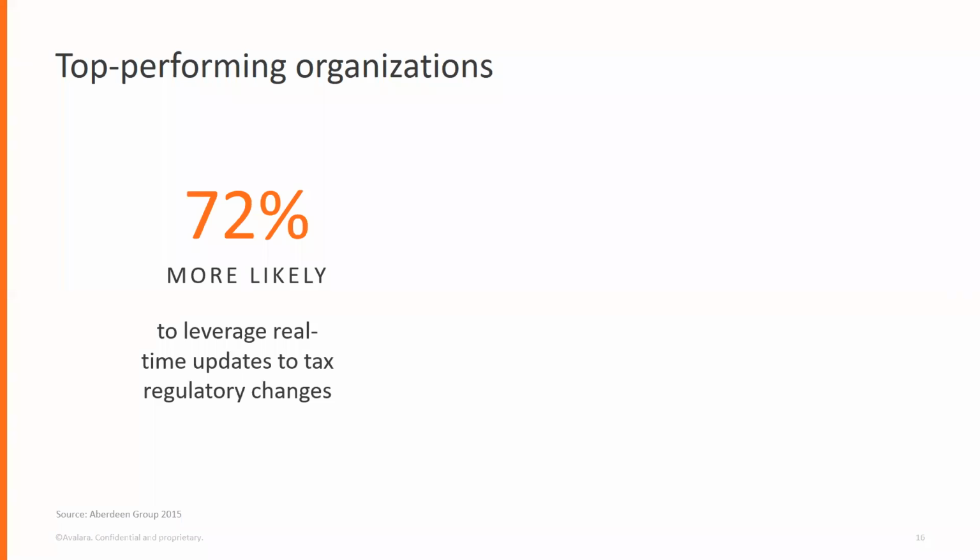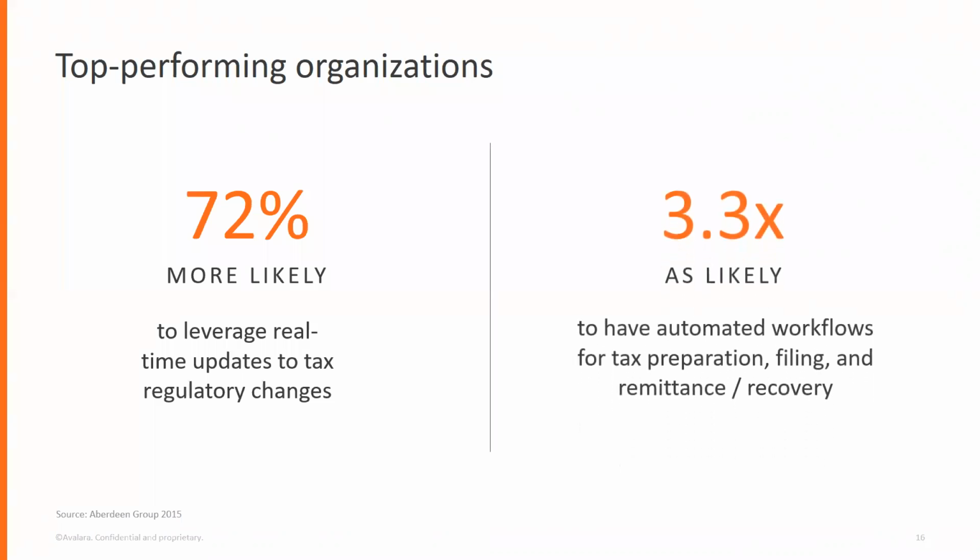Top performing organizations. We're in a competitive time, obviously. There's a lot of competition in every area, especially online. 72% of successful businesses are more likely to leverage real-time updates to tax regulatory changes. And they're 3 times as likely to have automated workflows for tax preparation, filing, remittance, and recovery.